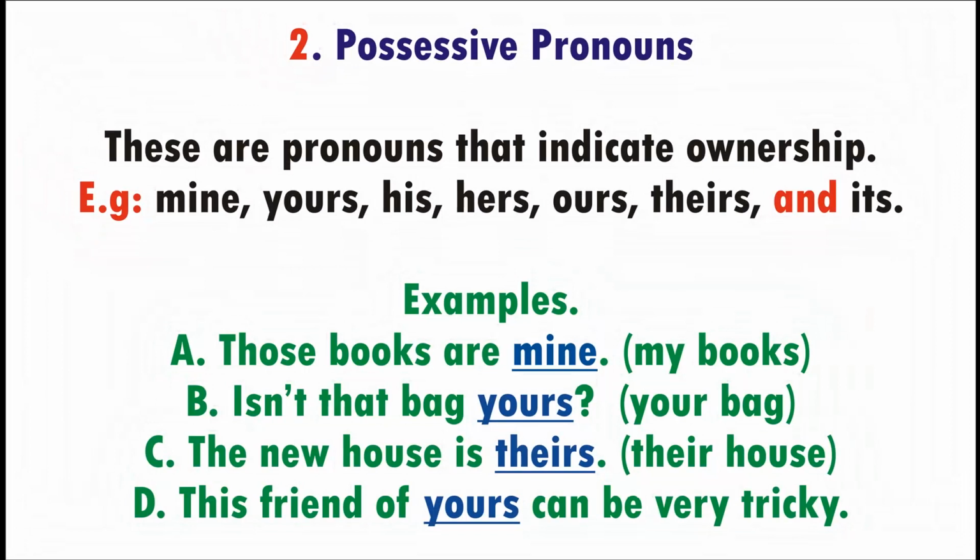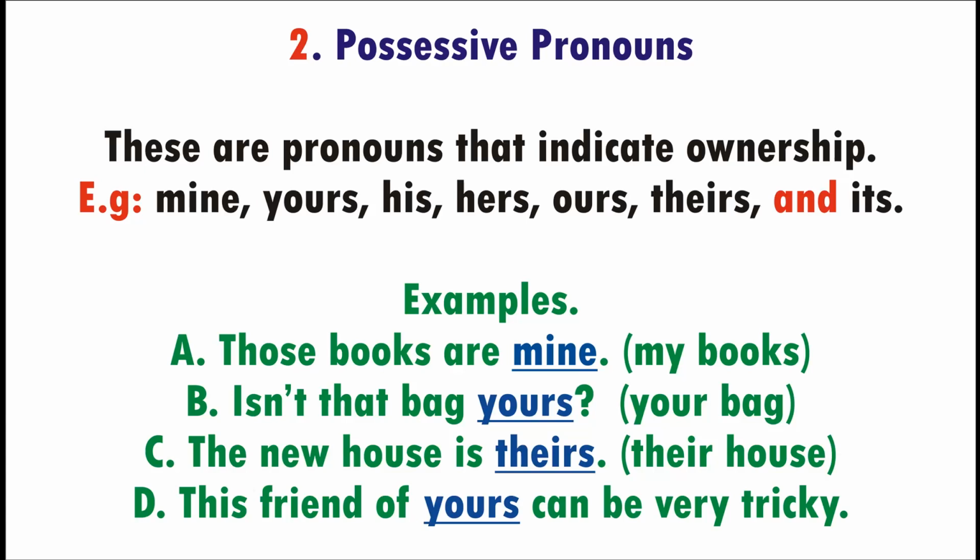So number 2, we have the possessive pronouns. These are pronouns that we use to show ownership, e.g., mine, yours, his, ours, theirs, and its. Take note, in the possessive form, it is its, not it's. It's means something else. So when you are trying to use it in the possessive form, it is its, not it's.